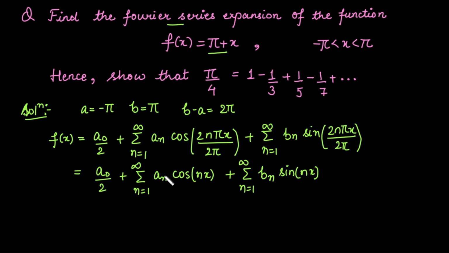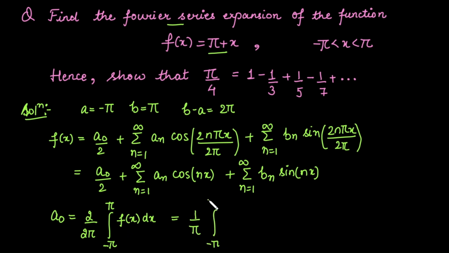Now we need to calculate a naught, an and bn Fourier coefficients. Starting with a naught, it is calculated as 2 upon length of the interval, that is 2 pi, integration from a to b. In this case a is minus pi and b is pi of the function with respect to x. This is equal to 1 upon pi integration of the function pi plus x from minus pi to pi.